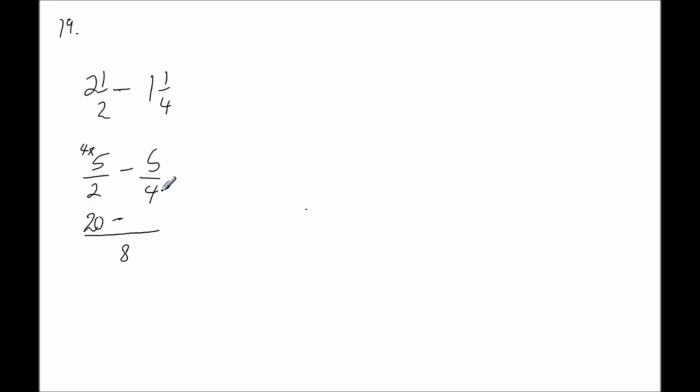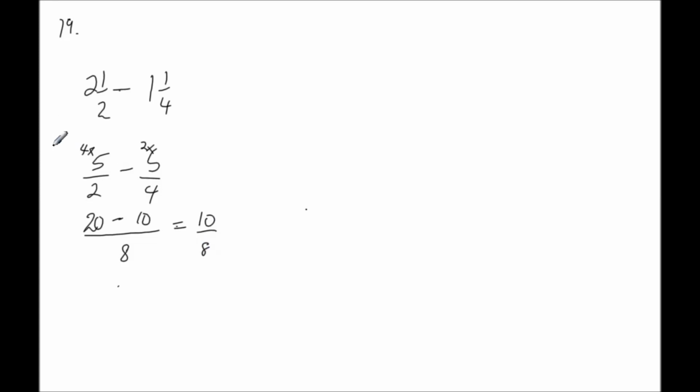We are still subtracting. 4 into 8 goes 2 times. We use that 2 to multiply the 5. 2 5s would make 10. So 20 taking out 10 would leave us with 10 over 8. Let's correct this. This would leave us with 10 over 8. So 10 over 8.